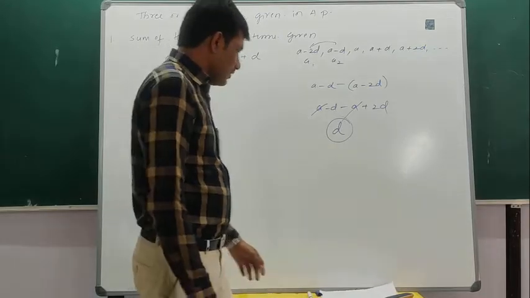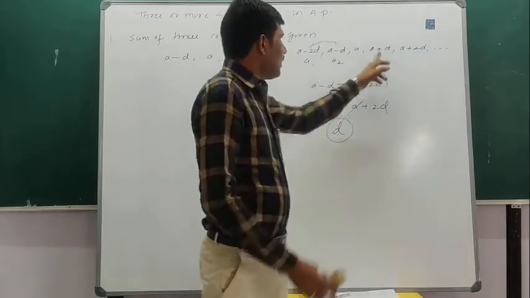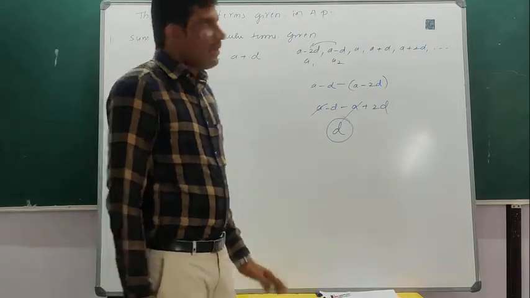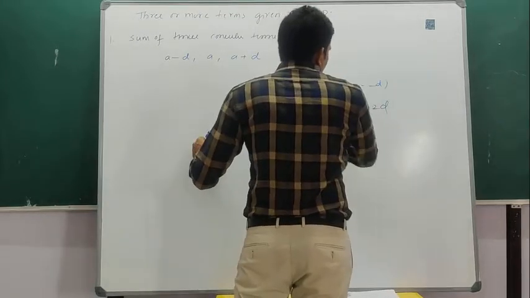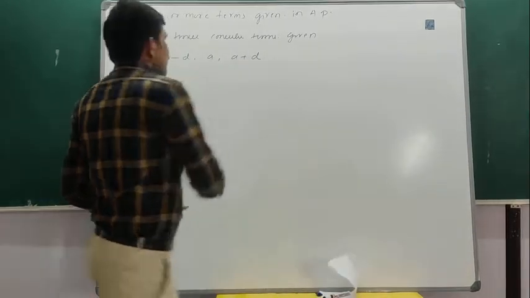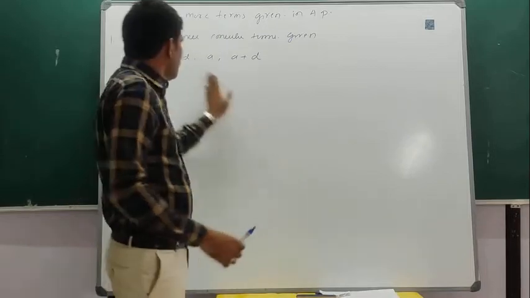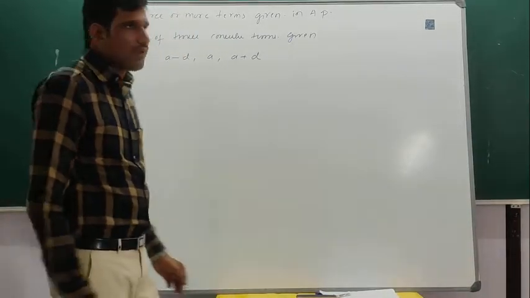So in general, we take the AP as a, a plus d, a plus 2d and so on. That is the general expression for AP. But when three consecutive terms are given in AP, instead of a plus d, a plus 2d, we take the terms as a minus d, a and a plus d. There is one advantage of taking the three numbers of AP as a minus d, a and a plus d. By solving the problem, we will explain.